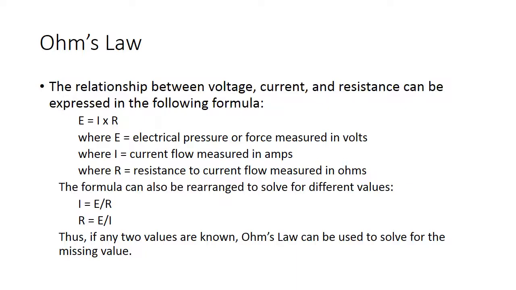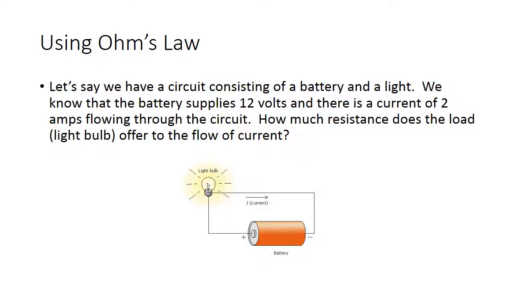So let's put this to work and see how these different properties can be used and analyzed in a simple circuit. Okay, let's say that I have a very simple circuit. It's a series circuit because it just has one path for current flow. It's only got one load. So let's say we have a circuit which consists of a battery as our power source and a light. And we know that the battery supplies 12 volts, and we also know that there's a current flow of 2 amps. So how much resistance does the load offer to the flow of current?